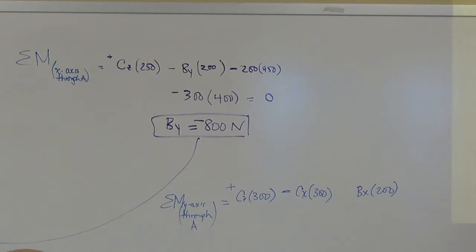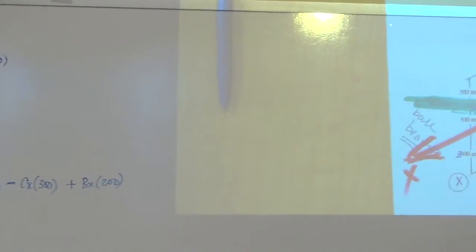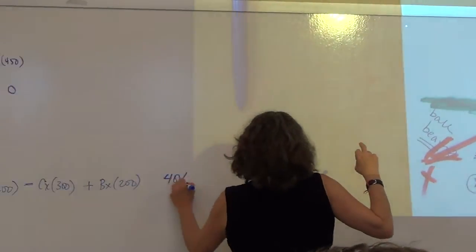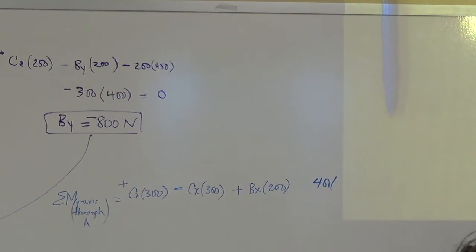Fingers go in the direction of force, palm positive. Okay, how about 300? No. How about 400? 400 times 400.